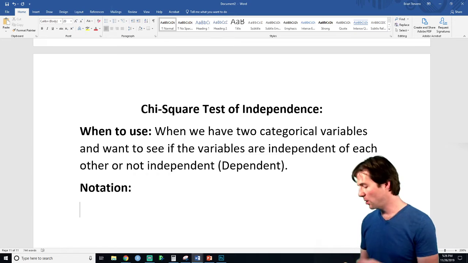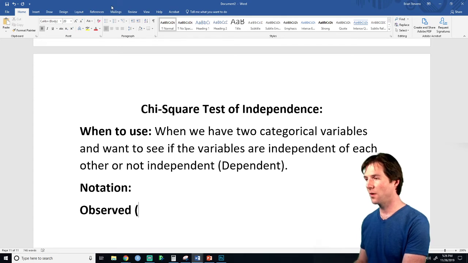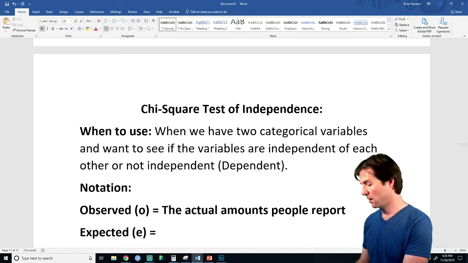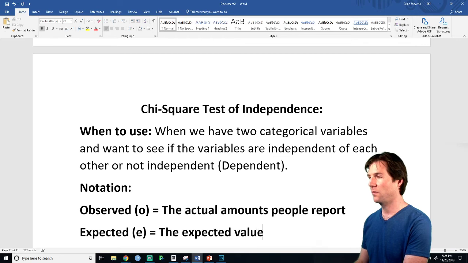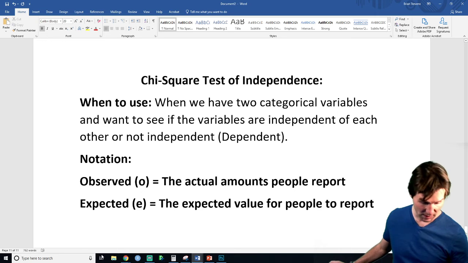Notation. So we have here observed values. These will be noted as O. So these will be the actual amounts people report. We have here expected, which is E, the expected value for people to report. We have here observed minus expected squared over expected. We have here the chi-squared test statistic. This is going to be a fun test.